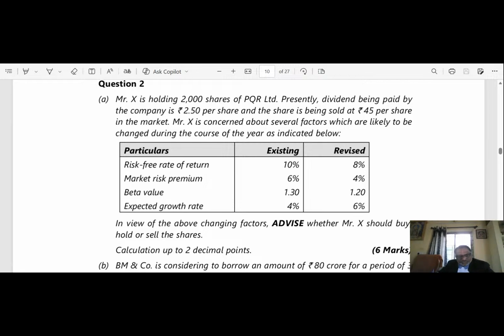Whereas under the revised scheme, P0 is equal to dividend 2.5 given, and KE minus G, cost of equity 12.8 minus 6 percentage, that is equal to 2.5 divided by 6.8 percentage, that is equal to 36.76.